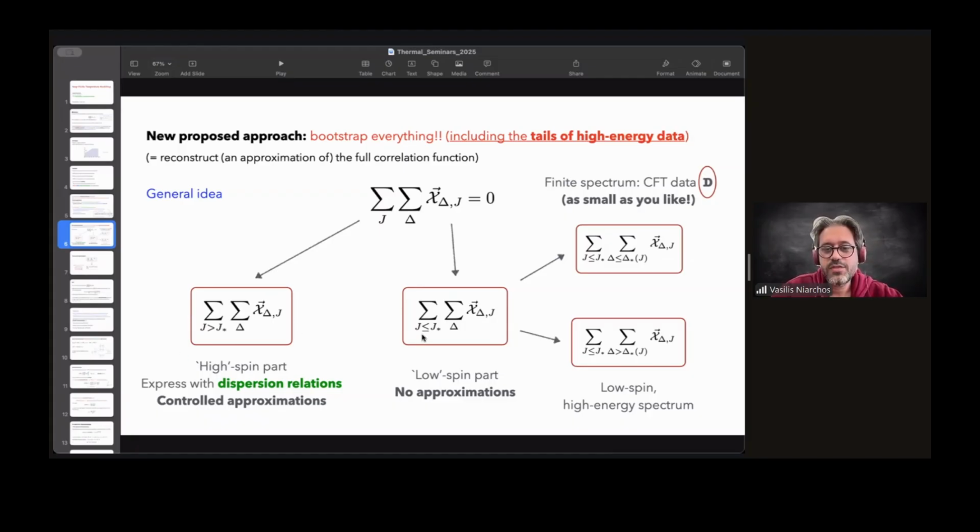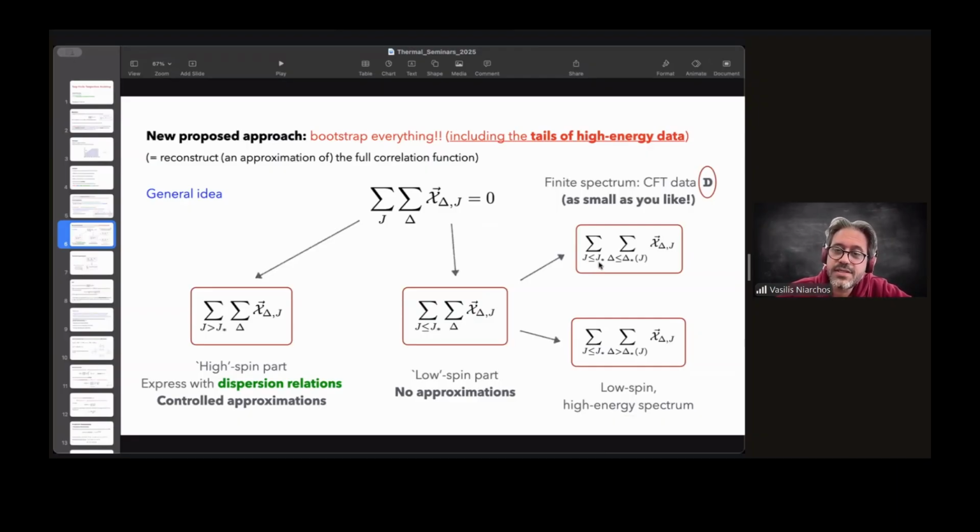Let's discuss now the low spin part. The low spin part has all the contributions where J is less than or equal to J star. You still have to add all the contributions from the infinite set of scaling dimensions. In this part, I will not make any approximations. I will not drop anything. I will not model anything. But I will break it up into 2 pieces.